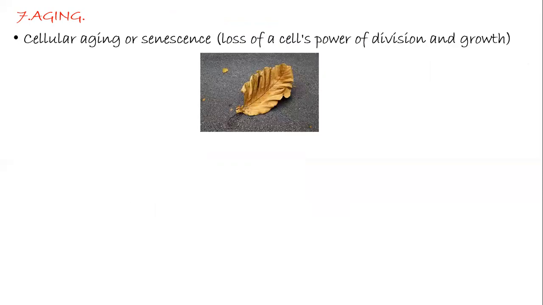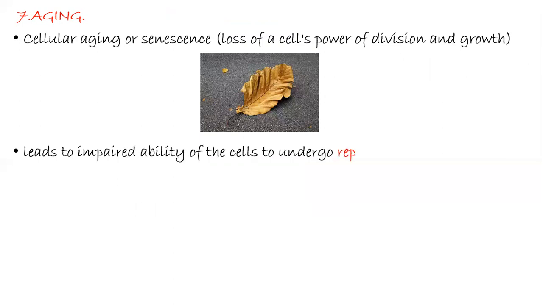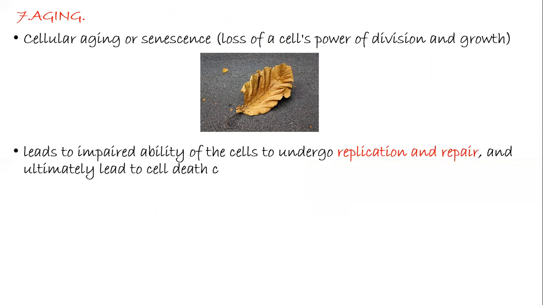The next cause is aging. Cellular aging or senescence, which is loss of a cell's power of division and growth, leads to impaired ability of the cells to undergo replication and repair, and ultimately it leads to the death of the cell, culminating in death of an individual.